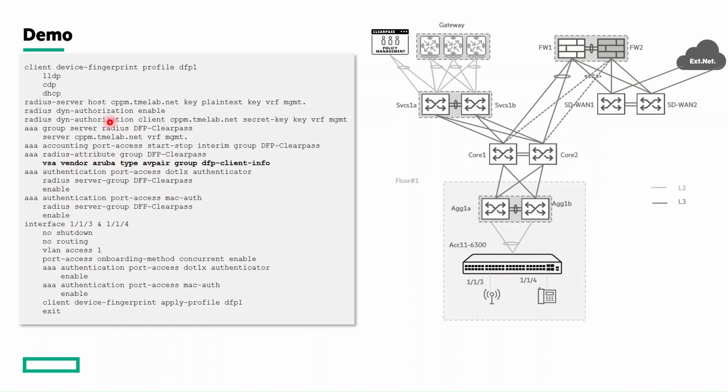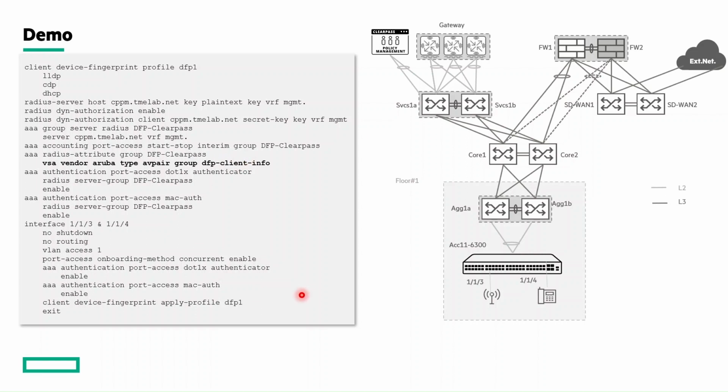Apart from that, this RADIUS server has been enabled with DIN authorization request. So let's see the port level configuration. As part of our Aruba dynamic segmentation solution, I wish to make sure these ports are colorless ports. For that purpose, all the ports will have the similar configuration. So here is the configuration. .1x and MAC authentication enabled with concurrent onboarding, and I have applied the device fingerprint profile DFP1. And for sending the accounting updates, I have enabled the accounting update CLI as well.